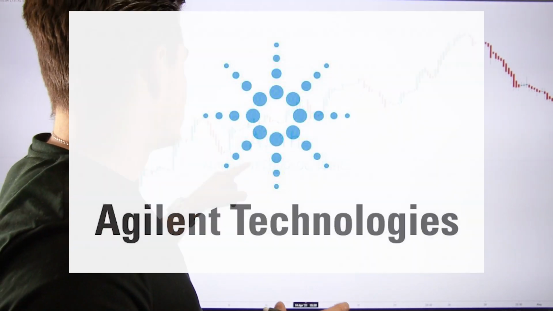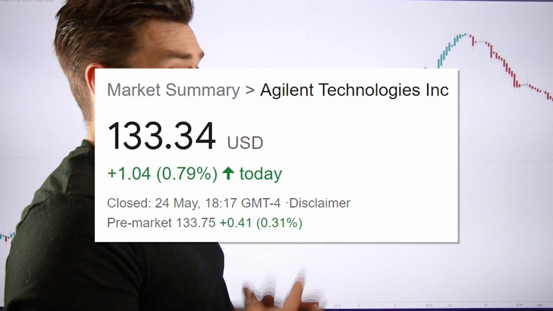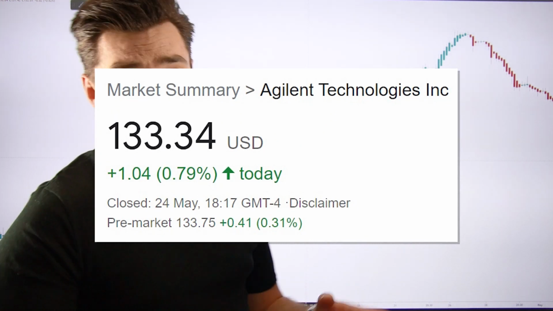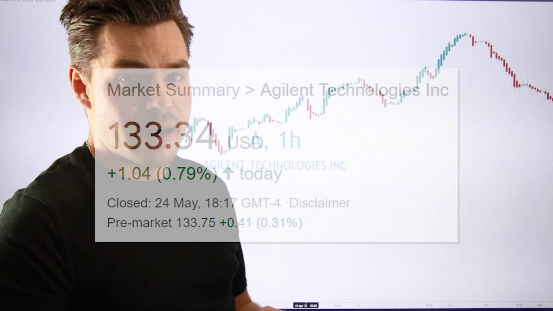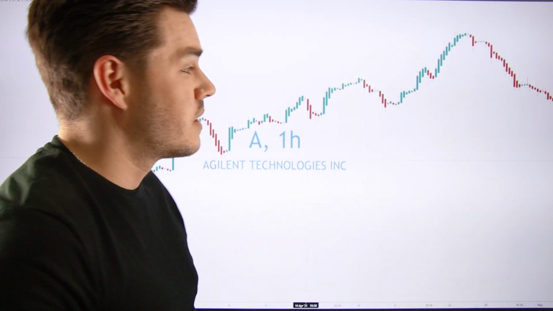Today our studies are going to take us to Agilent Technologies Inc. This is a New York Stock Exchange listed stock. It's trading at the moment at about 131 bucks a share, so it's definitely not a penny stock. It's quite a big stock, listed on the NYSE, and it's been trading there for quite some time as well.